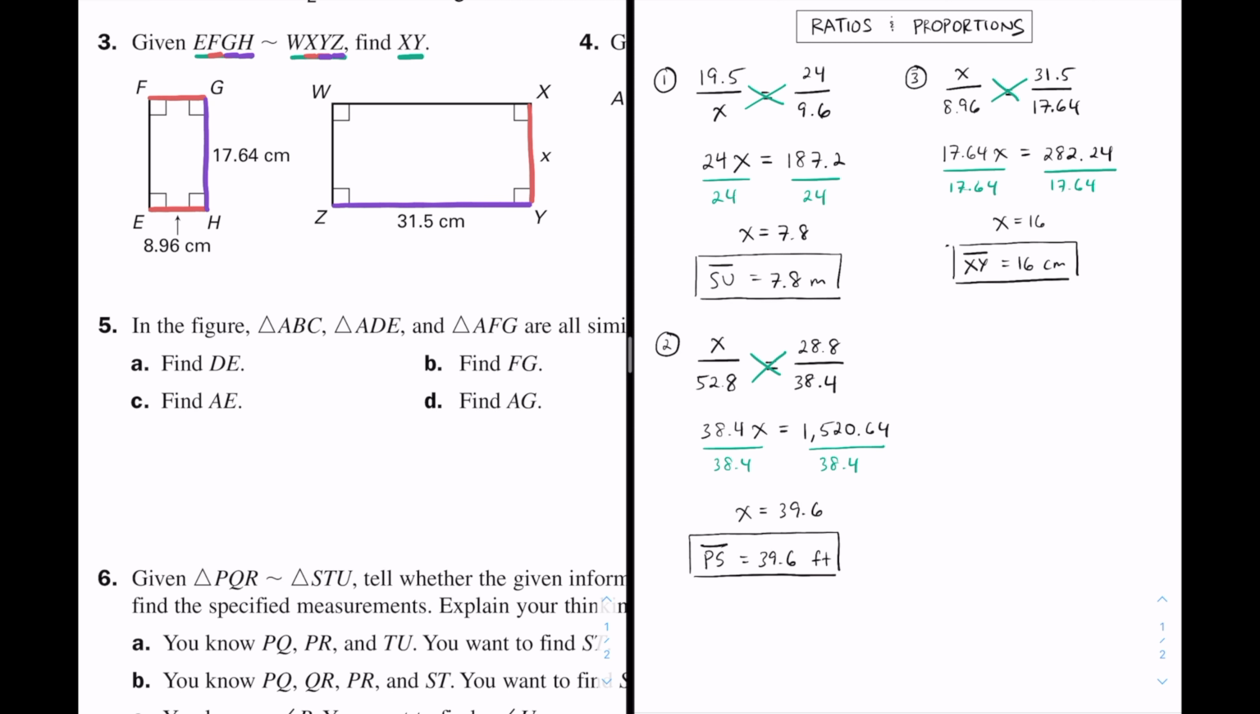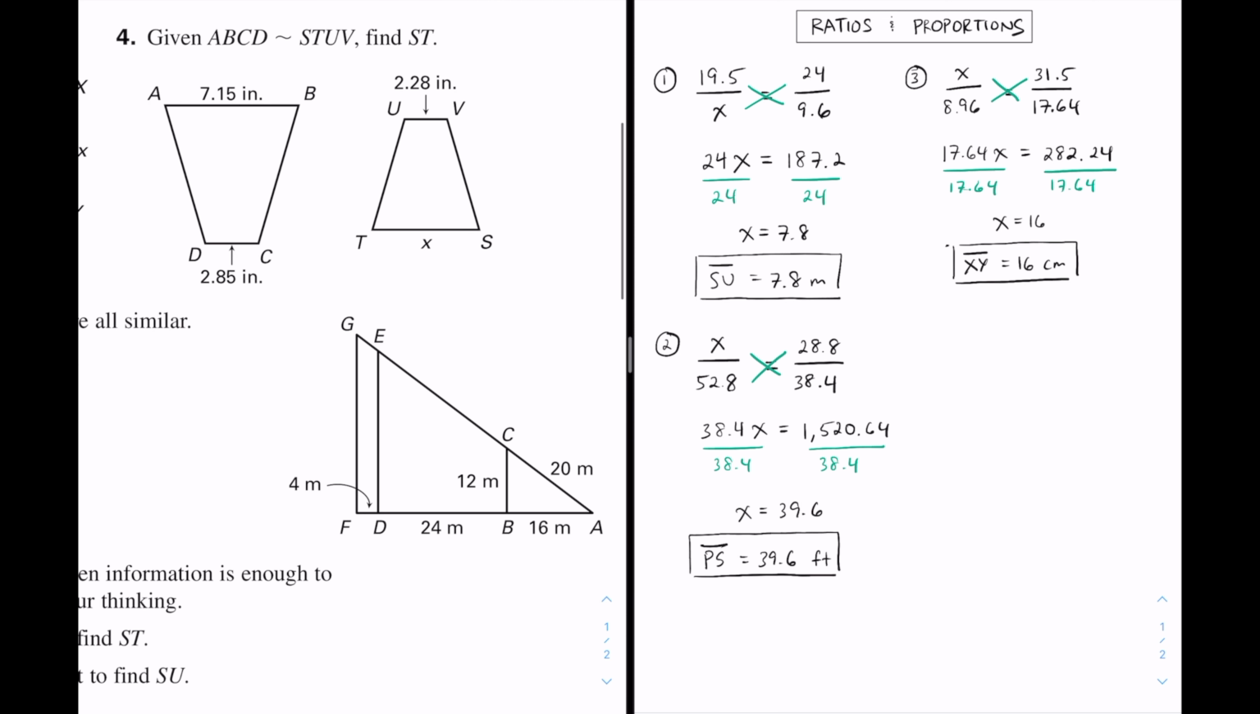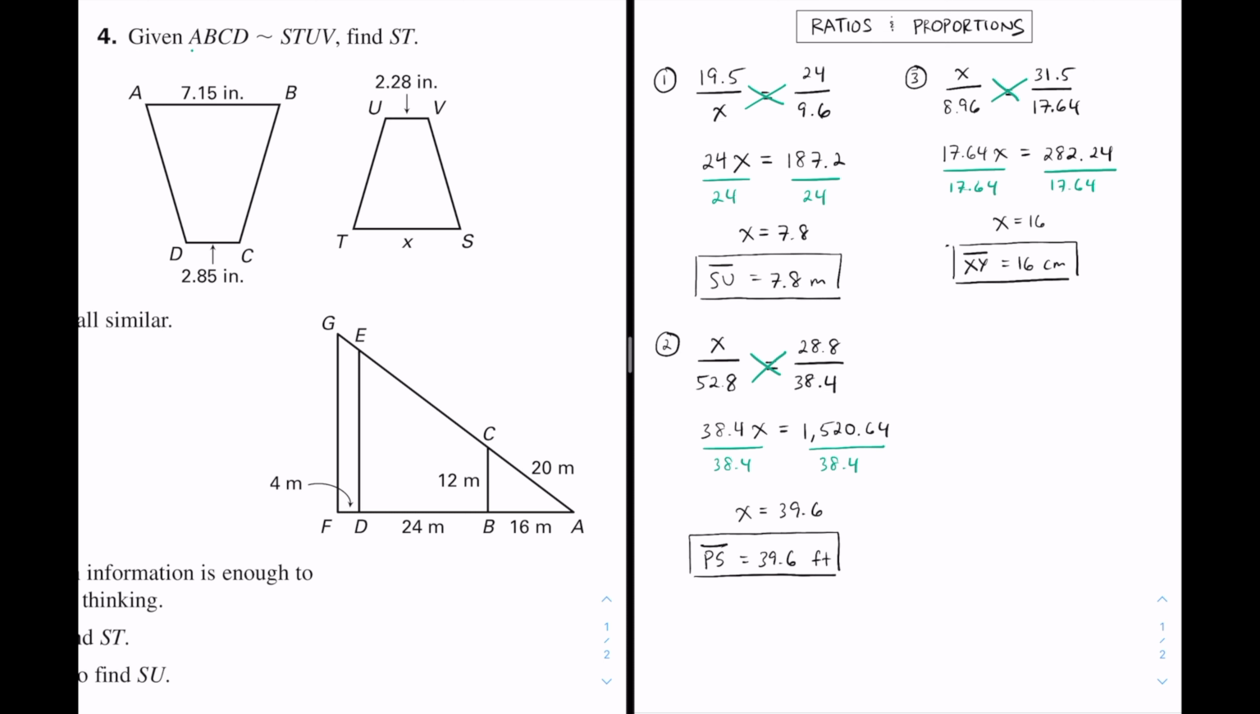Cool. Let's take a look at number 4 now. Looks like we have another trapezoid. We have trapezoid ABCD, and that is similar to trapezoid STUV, and we need to find the length of ST. Now, where's ST? ST is down here, and we're going to call that X, and ST happens to be the first two letters here, so that's got to correspond with A and B. So AB is up here. So even though it's flipped upside down, keep in mind which ones go with each other in terms of what corresponds with which. So that's the longer side of the parallel line of the trapezoid.